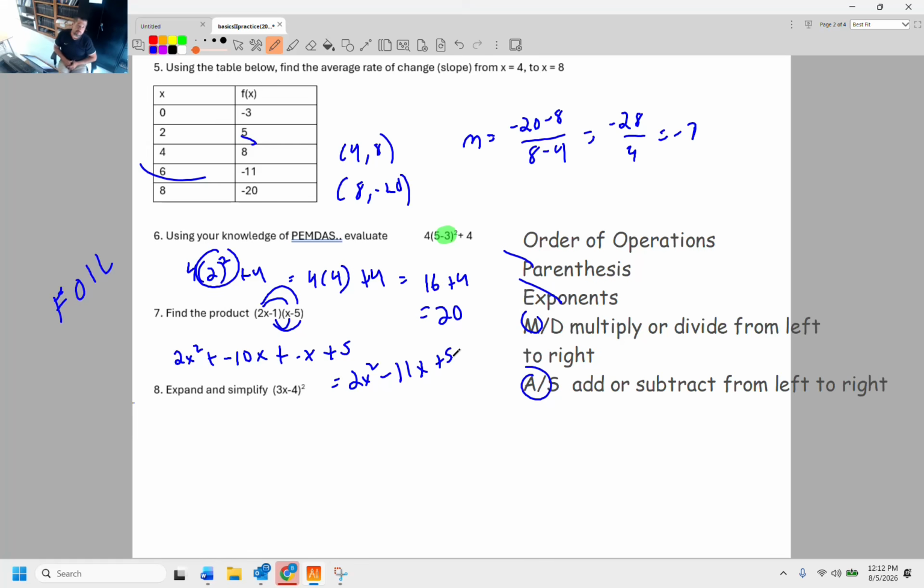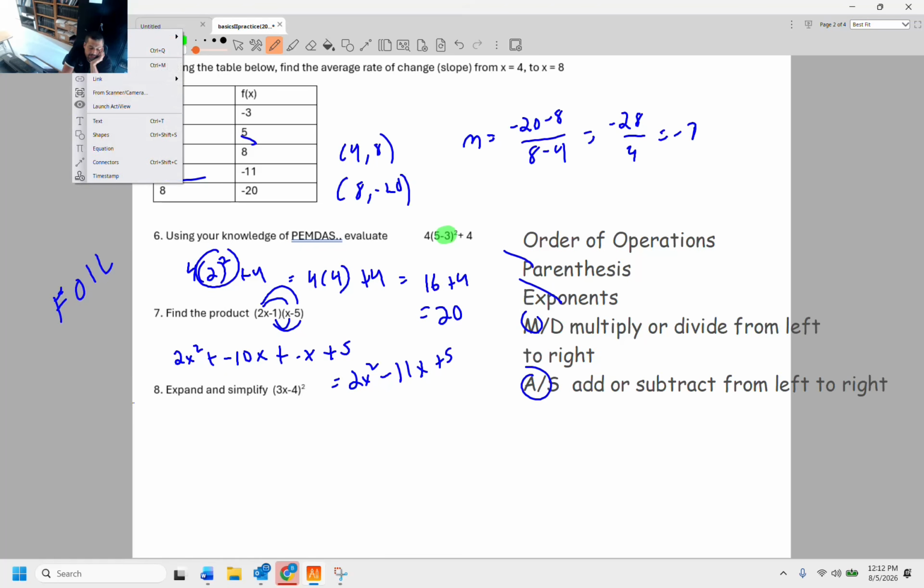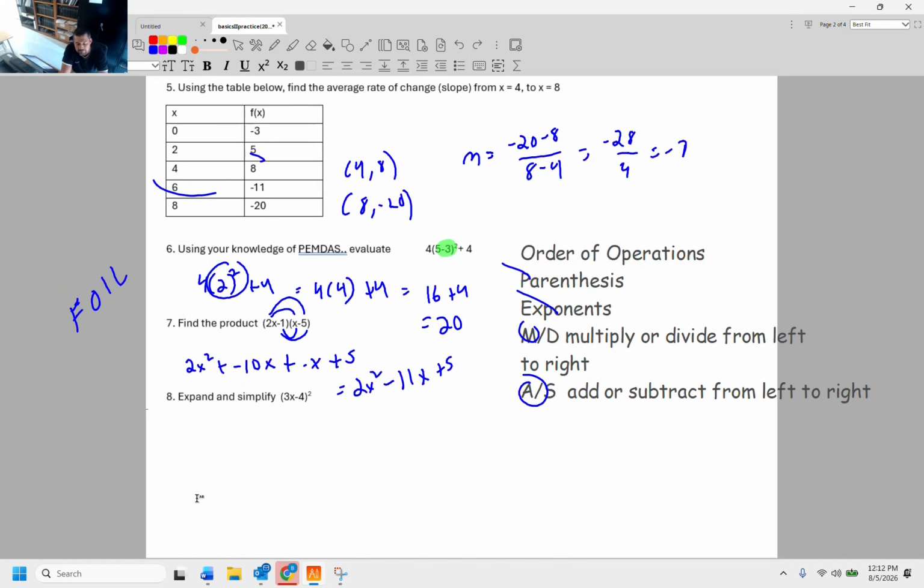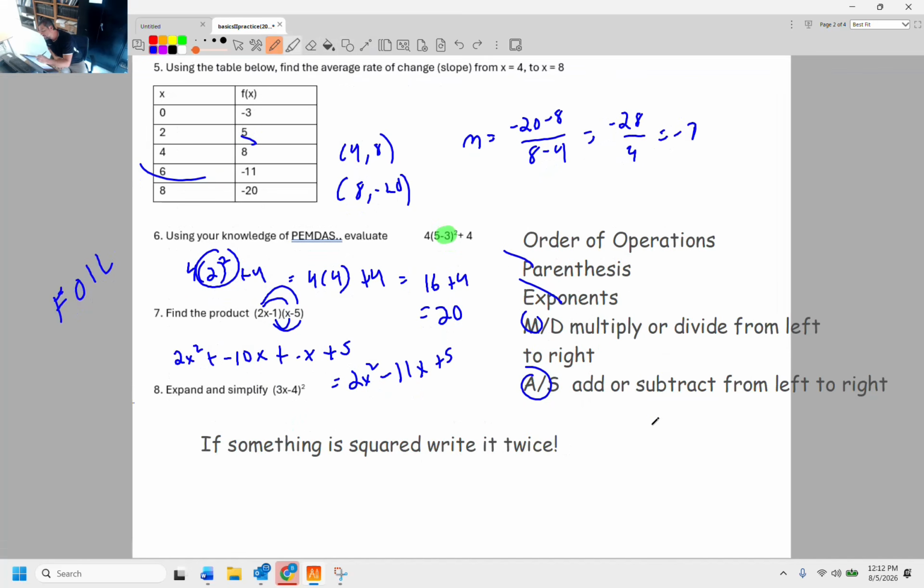All right, expand and simplify. If something is squared, write it twice. It's really that simple. I'm going to type that out for you because it's that big of a deal. If something is squared, write it twice. All right, that's what we do. We write it twice. So that becomes 3x minus 4 times 3x minus 4. If you don't write it twice, either on paper or in your brain, you will miss it. That's just what's going to happen.